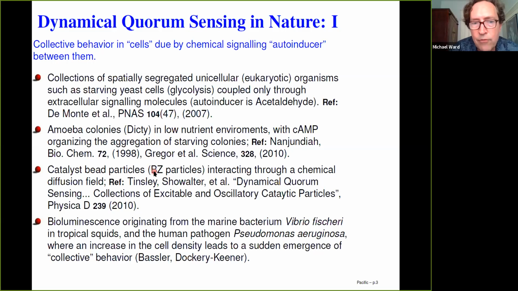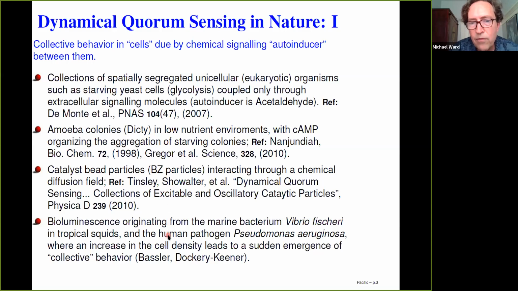But on a macro scale, the same phenomenon, at a much larger spatial scale of course, appears in the work of the Ken Showalter group, which has to do with catalyst bead particles, which are small spheres immersed in a chemical mixture. The spheres are coated with a chemically reactive coating, and these things can exhibit oscillatory behavior once the cell density exceeds a threshold. So Ken Showalter and his group have been working on this.